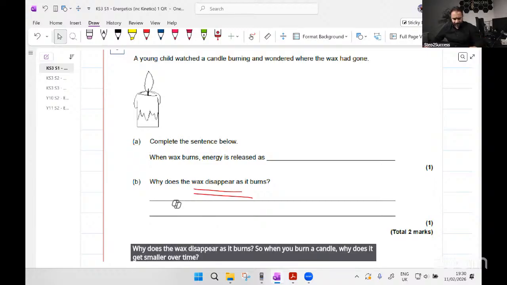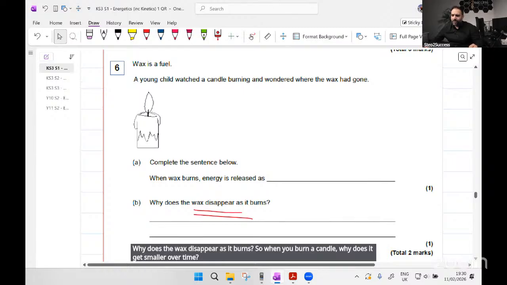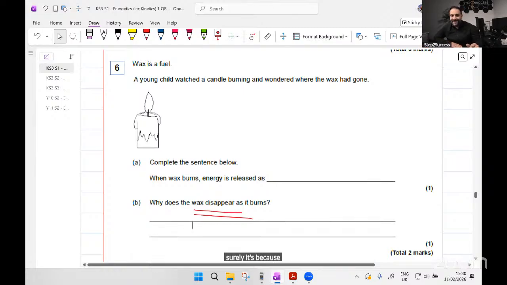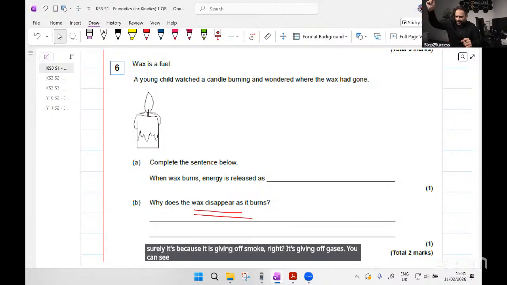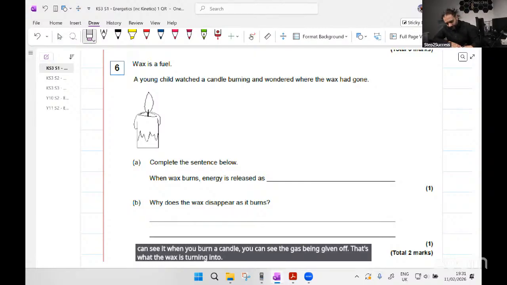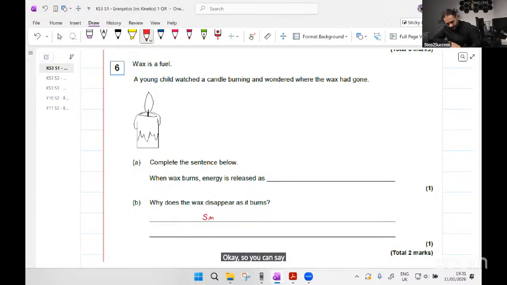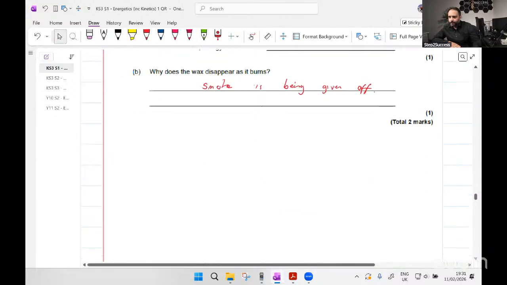Surely it's because it is giving off smoke, right? It's giving off gases. You can see it when you burn a candle. You can see the gas being given off. That's what the wax is turning into. Okay. So you can say the smoke is being given off. Smoke or gases.